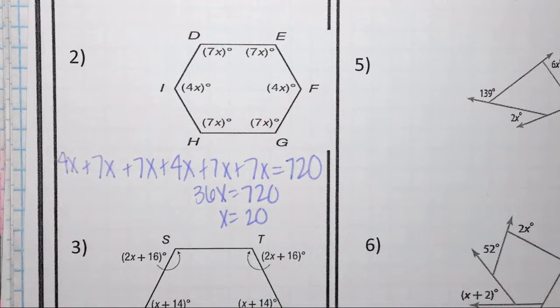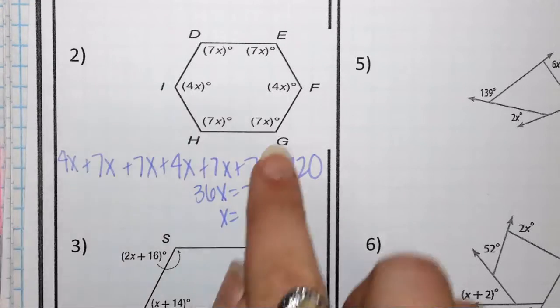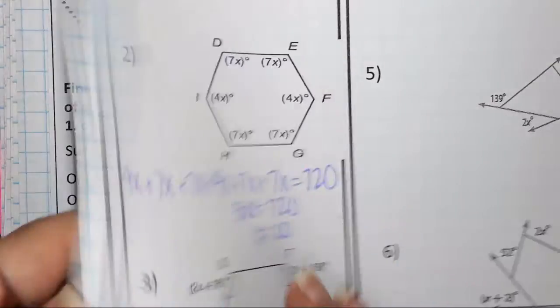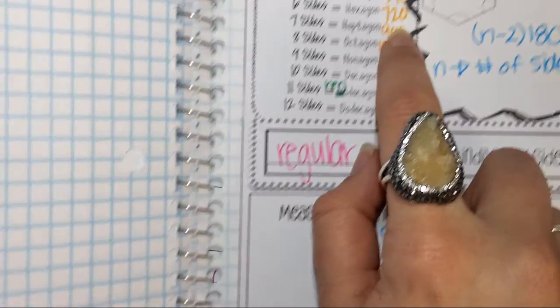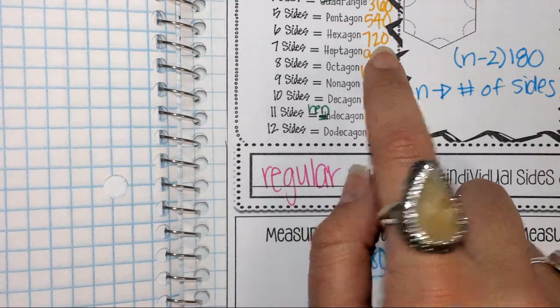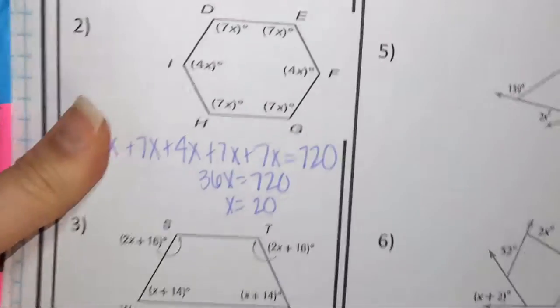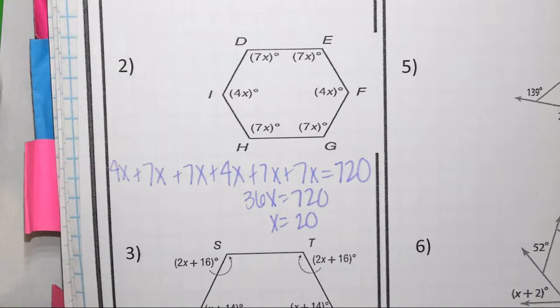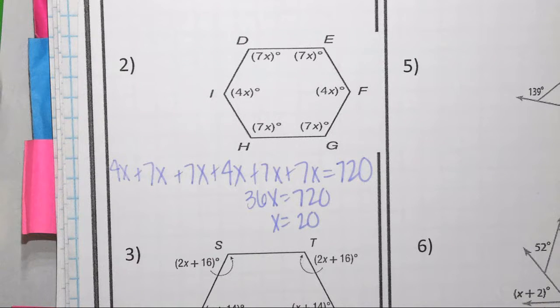What are you confused on? Wait, that equals 720? Yes. This is a hexagon. We flip back to this page where we found the interior sum of a hexagon, 720. So we add all of our angles up and set it equal to 720. Since they're all the same, would you just do 174? Yeah, you could just do 174.